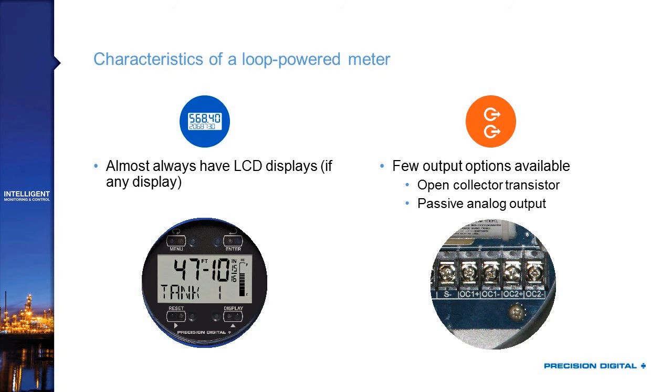Another common issue with loop powered devices is that the output options that are available for them are very limited. Generally, they're going to be limited to some kind of passive output, and that takes the form of an open collector transistor, something that functions very much like a relay output might, but it's just a small solid-state transistor as opposed to a larger mechanical relay. So your specifications are going to be much lower for what it can support as far as current or voltage on it. And while you may have an analog output, it's going to be passive. There's just not enough power in a loop-powered device to drive that 4 to 20 milliamp output with any kind of significant voltage. So if you do have a 4 to 20 out, it's going to require a power supply of its own in order to function.